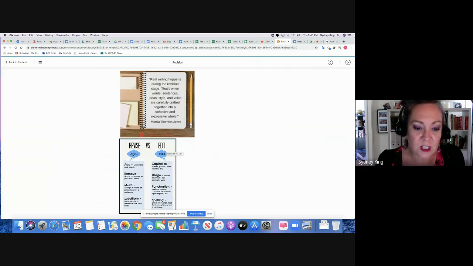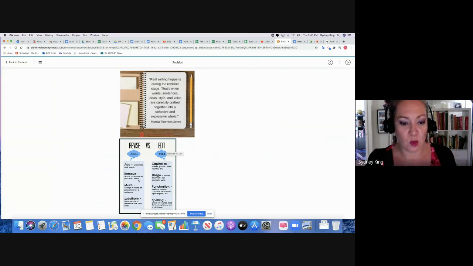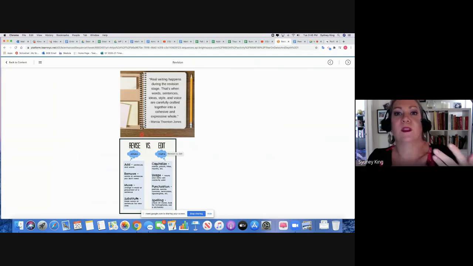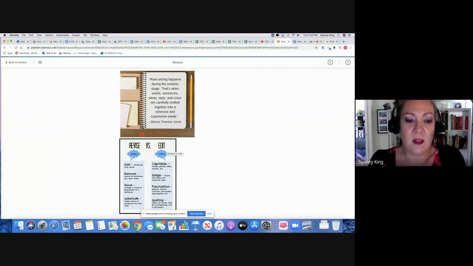So revision is when we do big things like we add sentences and words, or we remove sentences that we don't need because we realize we've been repetitive, or we change words, or we move things around, or we substitute things, right? So you just decide, I don't like the way I wrote this, I'm going to change it. Or I told you I had a conversation, I'm now going to show you what the conversation was and write a dialogue, right? Those are revision moves.